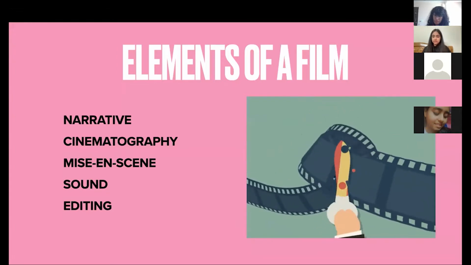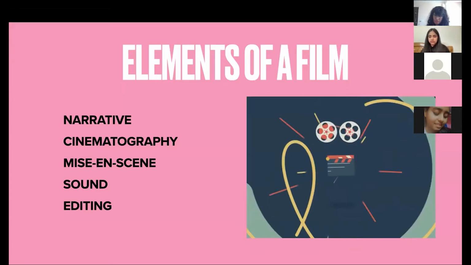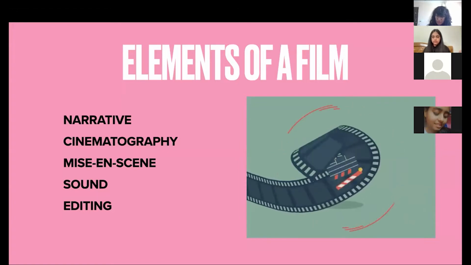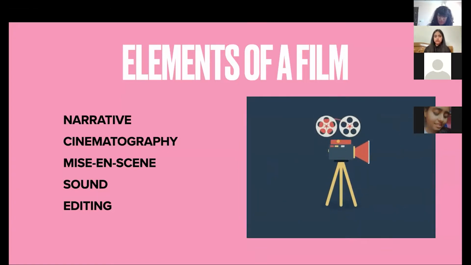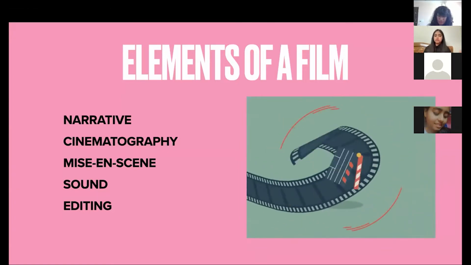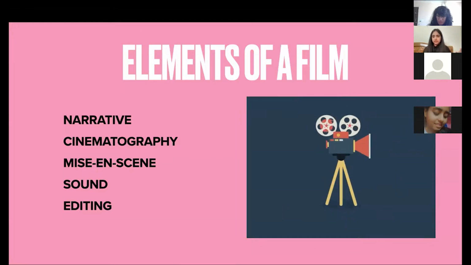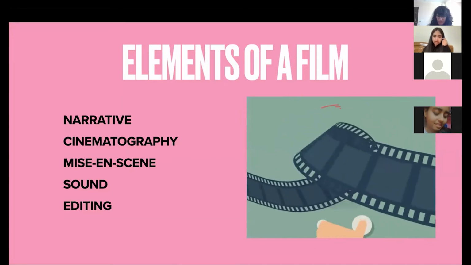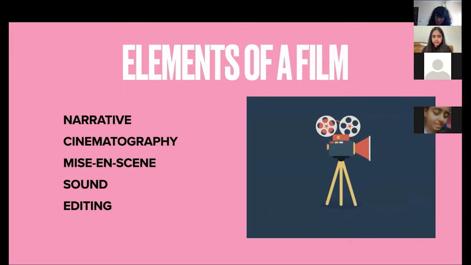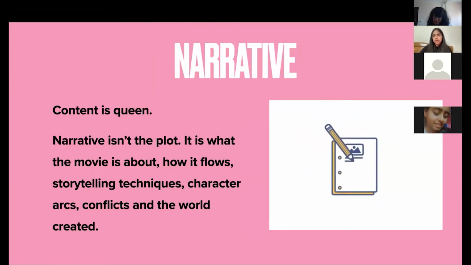It helps you understand what goes inside a film, what goes in the making of a film, in the presentation of a film, and through those elements is how we review the films. Okay, the first one is called narrative. Narrative is the most basic element of a film. Narrative is also the idea of the film, the content of the film.